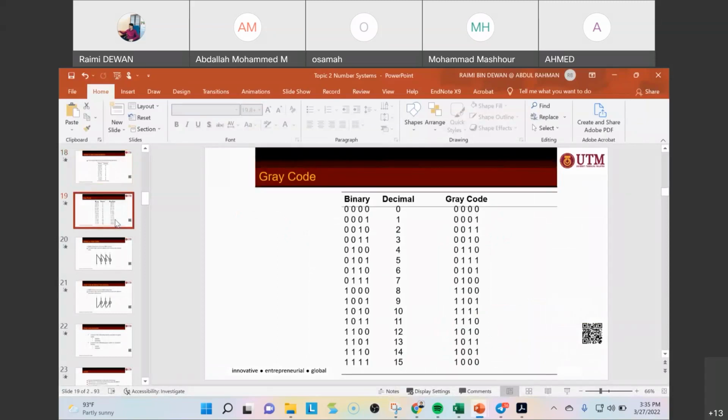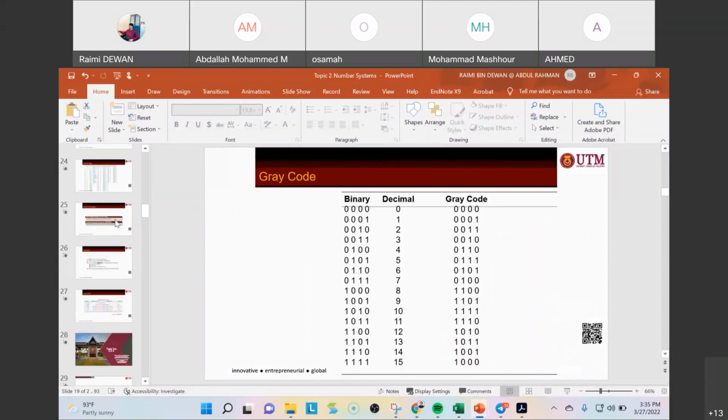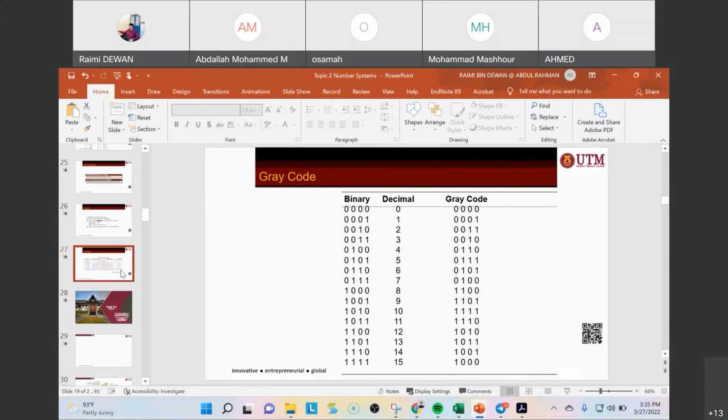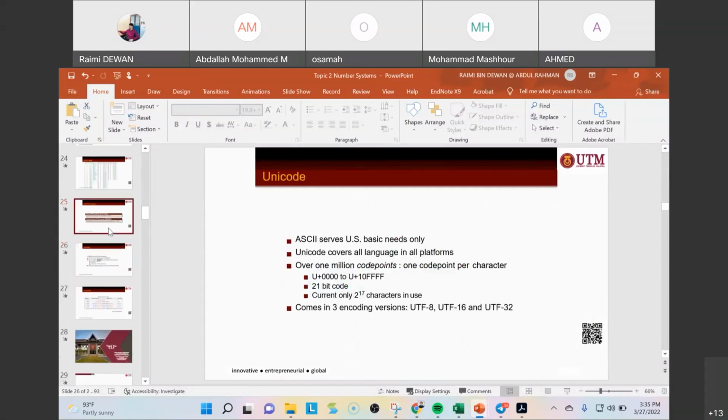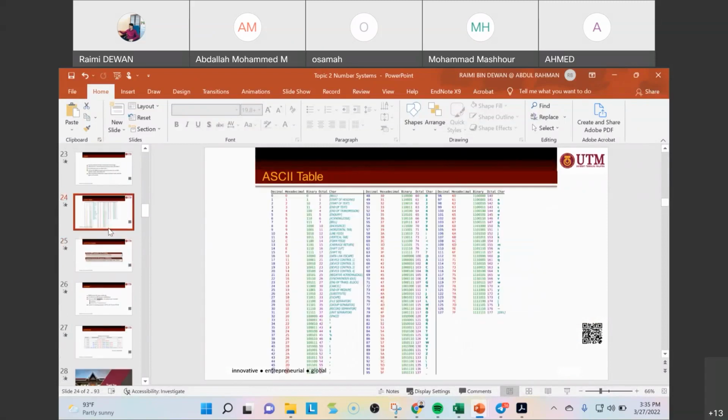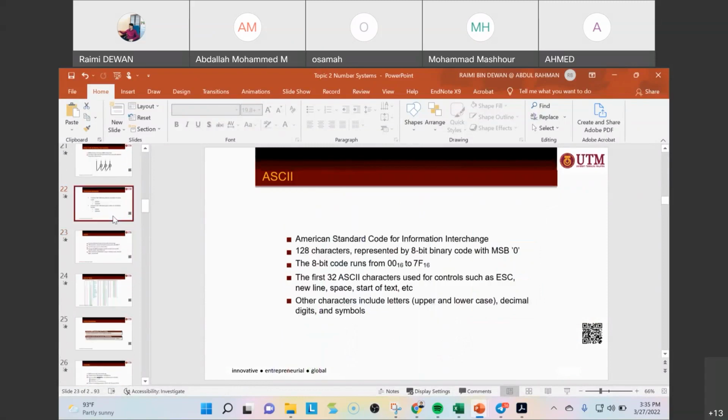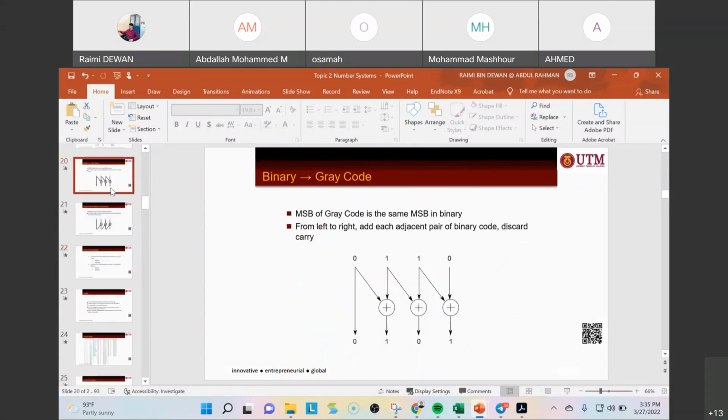Okay, so Gray code, wait, I'm trying to see Unicode, ASCII table, ASCII.